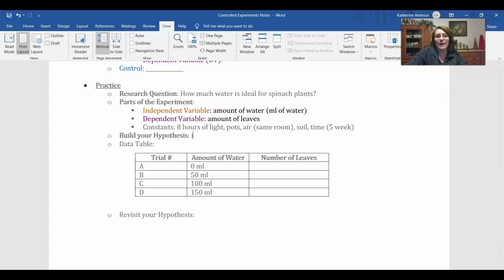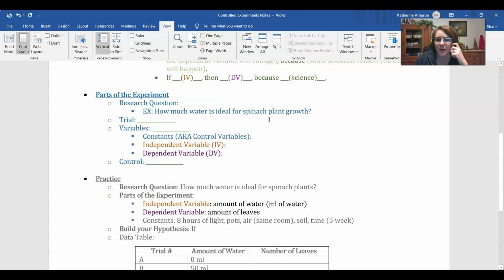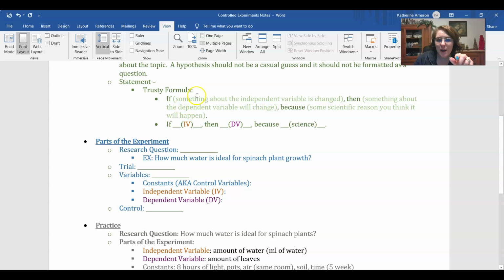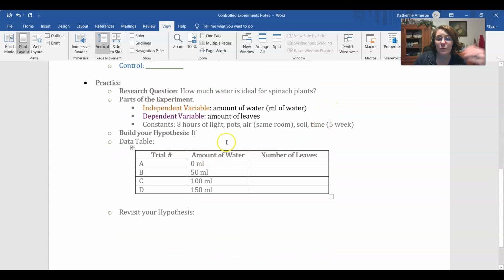So we're going to say "If," because that's always the first part. Oops, got to capitalize. If, and then we can't just say if the amount of water, then the amount of leaves, because that doesn't make sense. So we have to do some sentence structuring here. We have to come up with some words. So that's why I left this trusty long formula version here for you. So if something about the independent variable is changed. So here's where we could have a class of 25 people and every single one of you could come up with a different hypothesis.